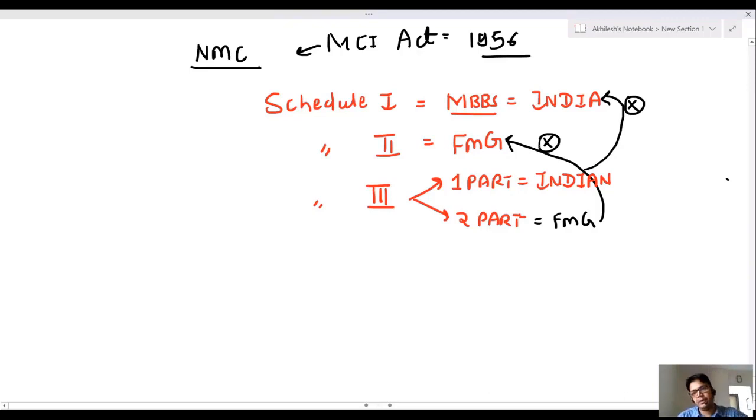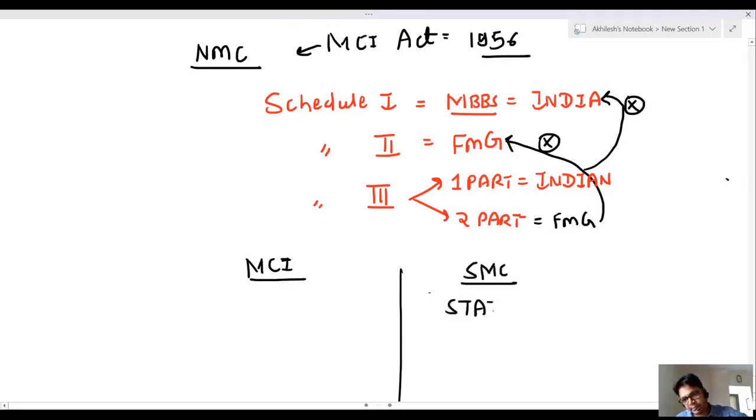Now, sir, we have the first body, that is MCI. Second is State Medical Council. Again, I am telling you, in the first schedule, Indian graduates. Second schedule, foreign medical graduates. Third schedule has two parts. In the first part, those Indian graduates who are not coming in the first schedule come under the first part of Schedule 3. And those foreign medical graduates who are not part of the second schedule come under the second part of the third schedule. Okay.